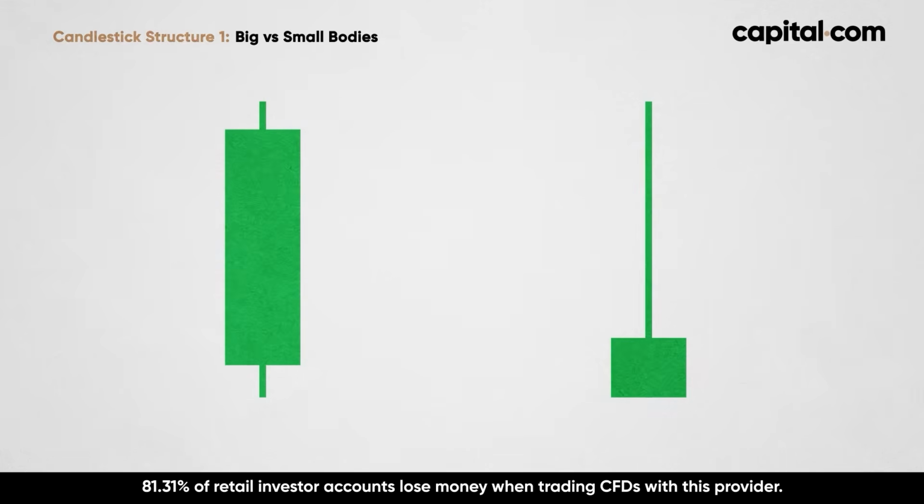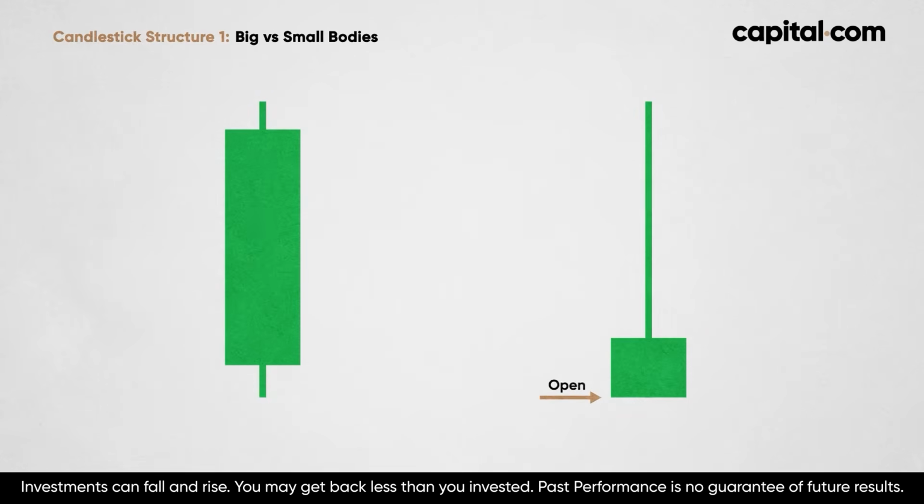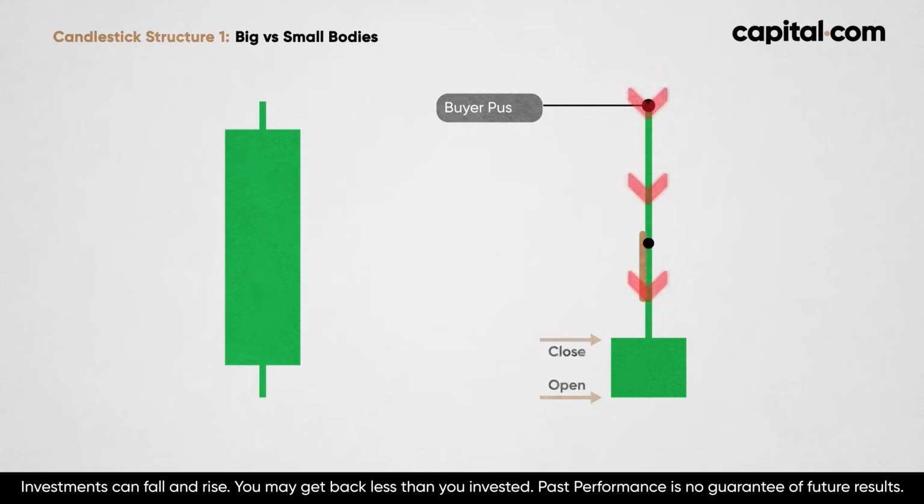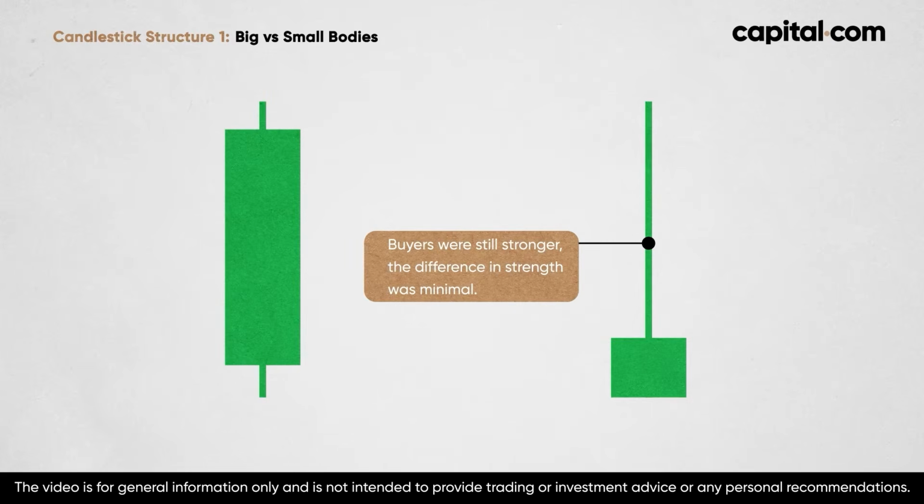Now compare that to the second candle, which has a small body and long wicks. Price opened. Buyers did push the price up at first, but sellers stepped in with strength and forced the price back down. The candle still closed slightly above the open. This shows that while buyers were still stronger, the difference in strength was minimal.